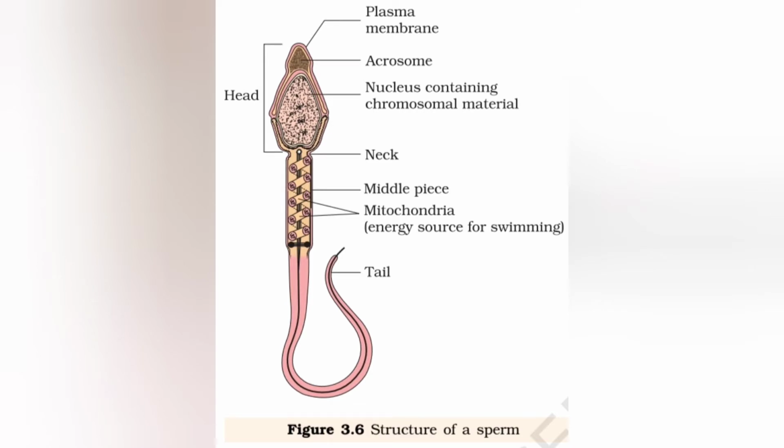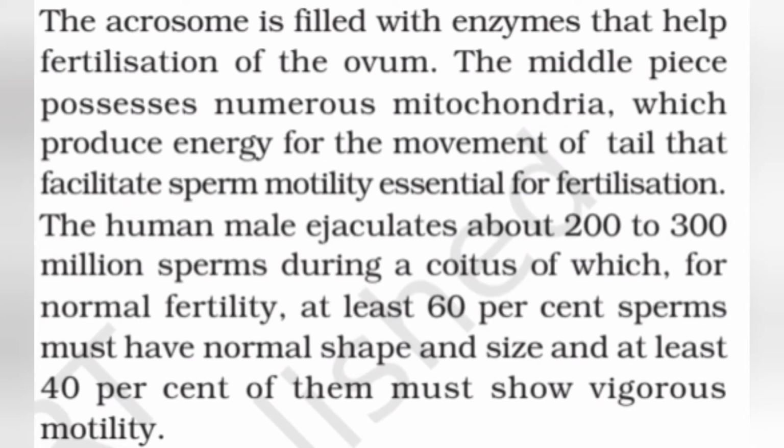We can see these structures clearly in this diagram. The whole sperm is covered with the plasma membrane. The cap-like structure is the acrosome. The nucleus contains chromosomal material which is haploid, that is 23 chromosomes only. The neck part joins the head with the middle piece. The middle piece consists of highly coiled mitochondria, the energy source for swimming, and then the tail.